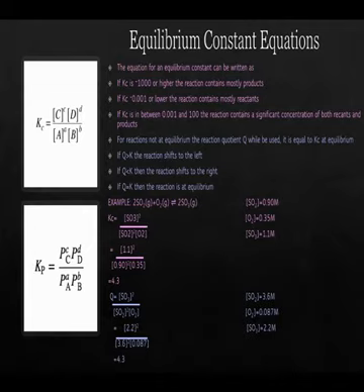Here's an equilibrium reaction between sulfur dioxide and oxygen to produce sulfur trioxide. The reaction contains the following concentrations on the right in pink.